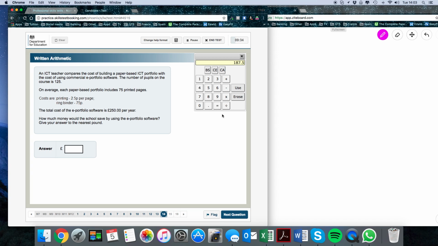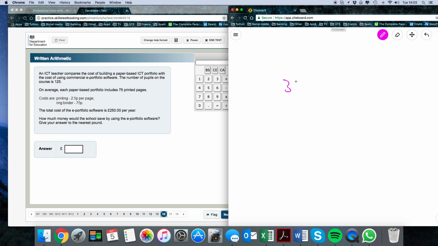That is 187.5 pence, because that's the unit that I put in. That's not a problem. The ring binder is 75 pence. So again, I don't touch the number, I don't change it, I add it. So that's the cost for one person in pence. We're buying this for 125 students, so we times by 125. This is the total amount of money in pence.